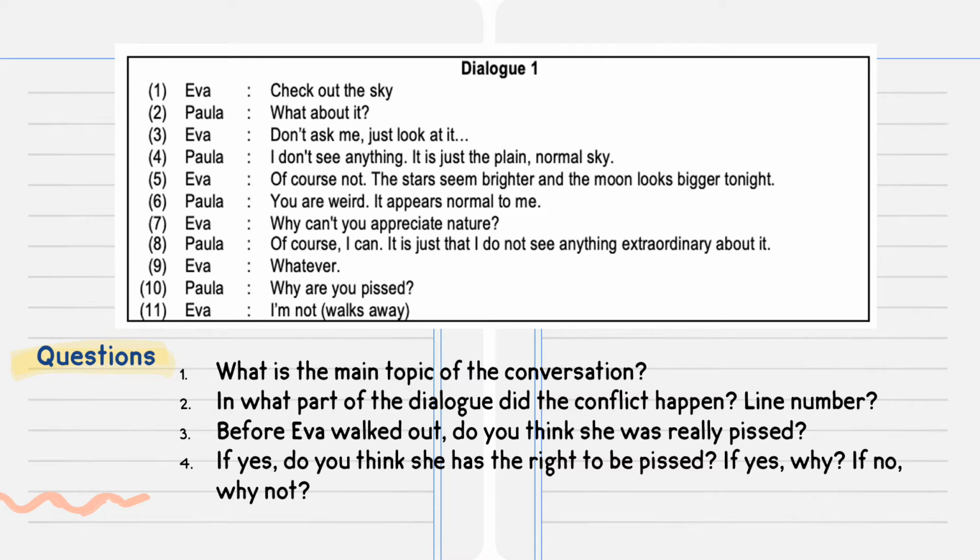Okay, so let's look at the first dialogue. This is between Eva and Paula. Okay, so let's read. I will be Eva and Paula at the same time, okay?